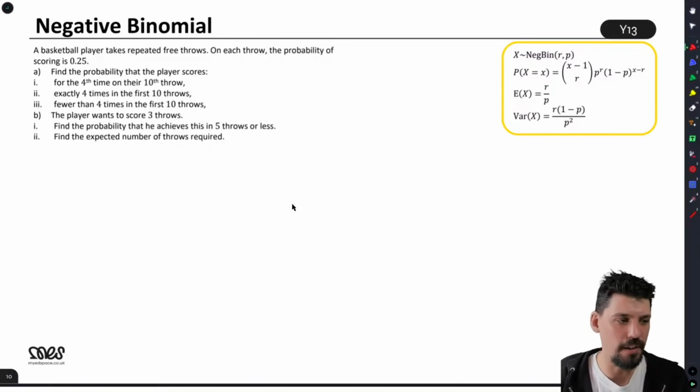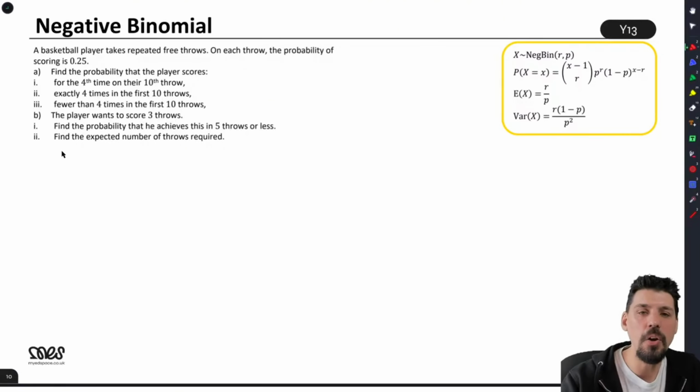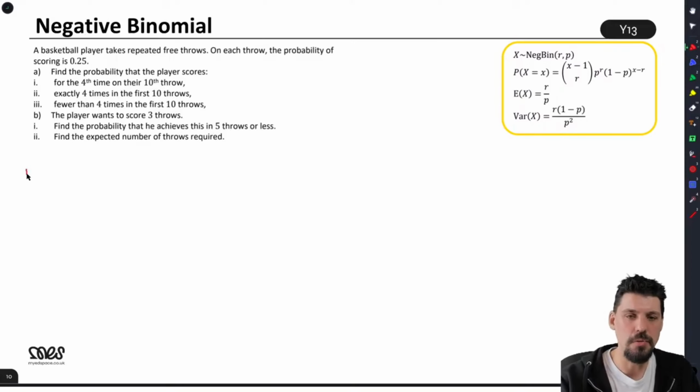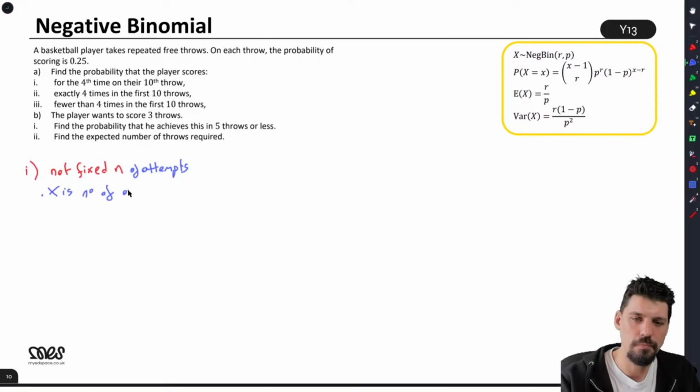And it is the negative binomial. Now, it is very closely related to the geometric. So it's not a fixed number of attempts. Oh, I was doing these in blue, wasn't I? Not fixed n of attempts. In fact, x is the number of attempts. However, we have a fixed number of successes.